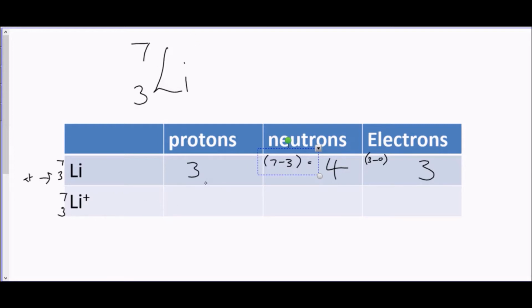When we look at Li+, we've still got 3 protons because as we said, those protons never change. When we look at the neutrons, it's still 7 take 3, so we've still got 4 neutrons. Now the electrons have changed, so we've got the atomic number take away the charge, which is 1 plus, giving us 2 electrons. So in an exam, let's just take those calculations away. If your table looked like that, then you would receive full marks for this question.